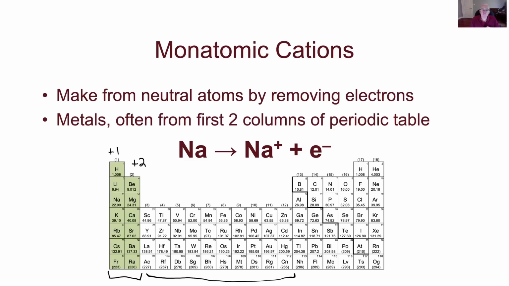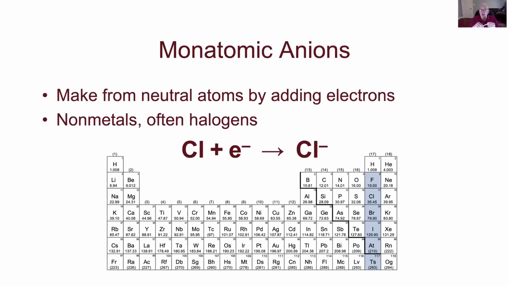We can also make monatomic anions. That means we're going to take a neutral atom and we're somehow going to add an electron to it. Okay, the elements that are going to do this are generally nonmetals, and the most frequently seen ones are what are known as the halogens. The halogens are the elements in group 17, as our periodic table is labeled here. Okay, and fluorine, chlorine, bromine, iodine, astatine, going down the list.